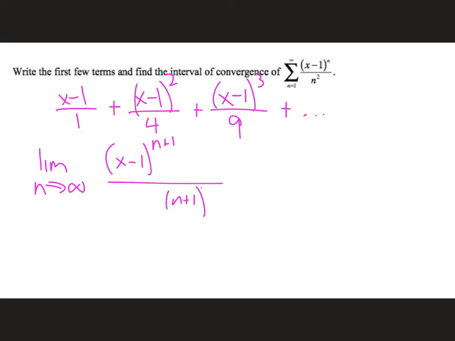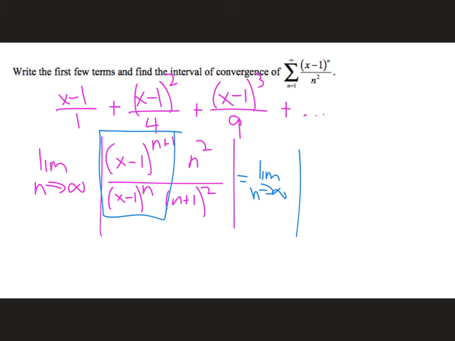N plus 1 squared, and then I'll have x minus 1 to the n, and then n squared. Again, if you don't understand what I did there, write it as a fraction on a fraction, and then go ahead and simplify. So limit as n goes to infinity. This part just becomes x minus 1. This part, I think I can just claim that that's going to go to 1.